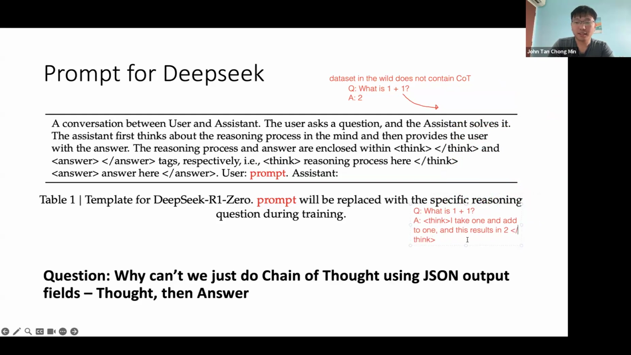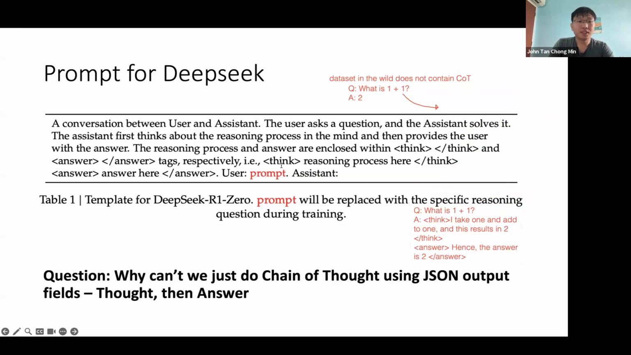And then you have your answer. Hence, the answer is 2. So essentially, we are doing a chain of thought by putting this prompt to generate the answers for DeepSeek.